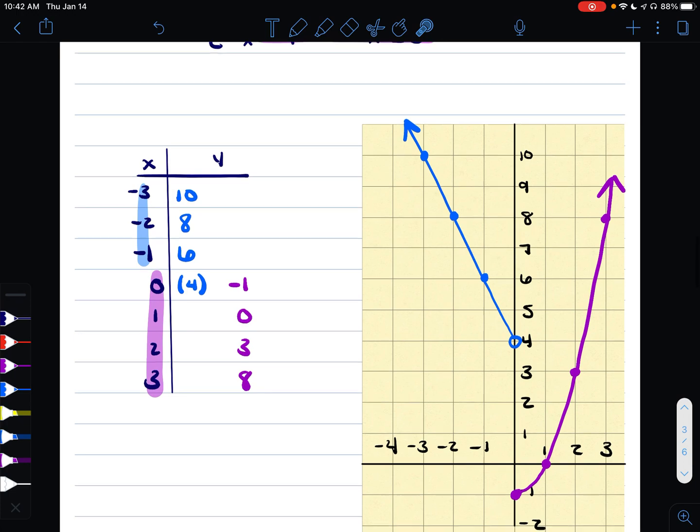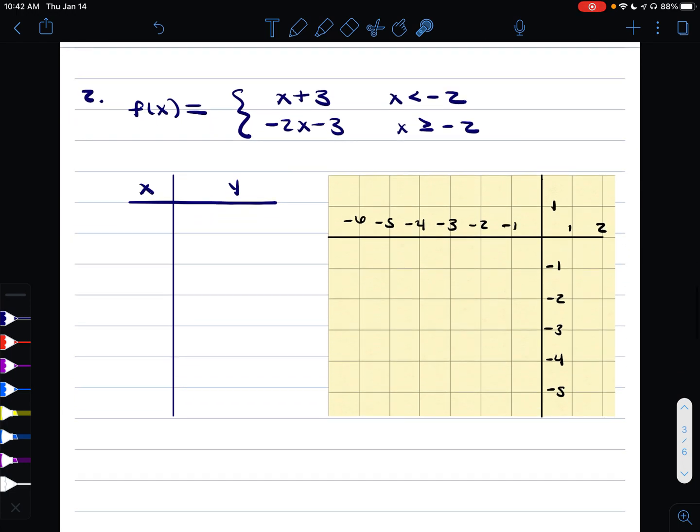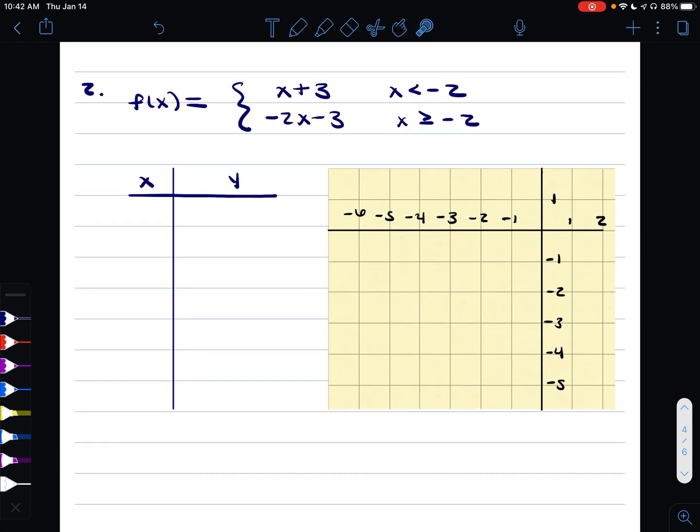All right, guys, let's go ahead and look at one more example just to get a little bit more practice with this. So this next one, our function is f of x is equal to x plus 3 when x is less than -2, and -2x minus 3 when x is greater than or equal to -2.